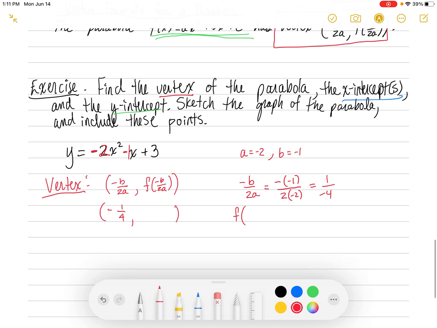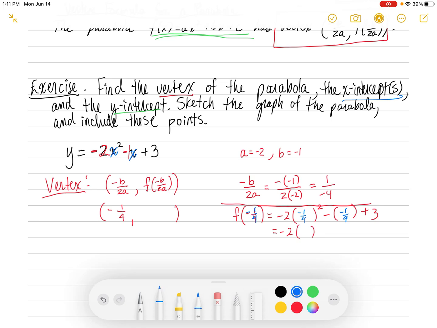Okay, now we have to find our y-coordinate. To find our y-coordinate, we're going to take f of minus b over 2a. So f of minus b over 2a is f of minus 1/4. So we're going to plug minus 1/4 back into our function. So we have negative 2 times a blank squared minus a blank plus 3. Everywhere I have an x in my function here, in blue, I'm going to put a minus 1/4.